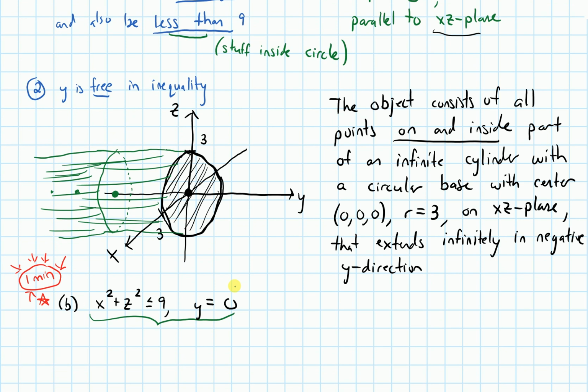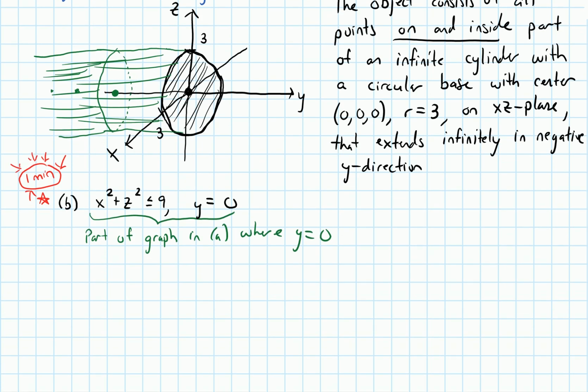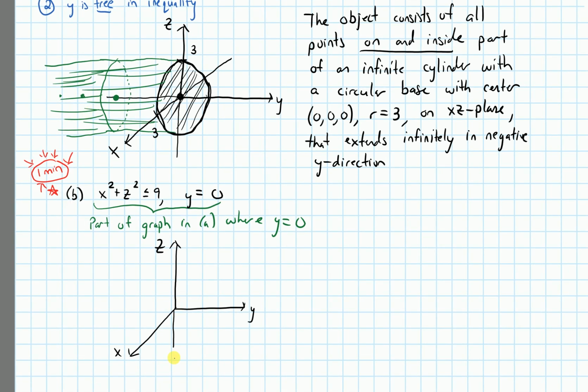When we have this equation, it means we are actually going to take part of the graph in A where y equals 0. So y needs to exactly be equal to 0. So let's draw that first. Let's draw our axes. So x, y, and z. Let's zoom it out a little bit so we can draw it. Negative z, negative x, negative y.